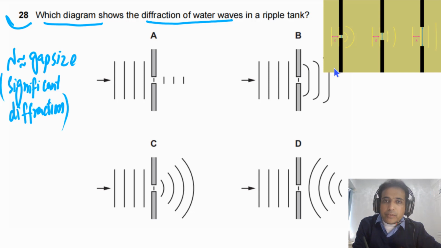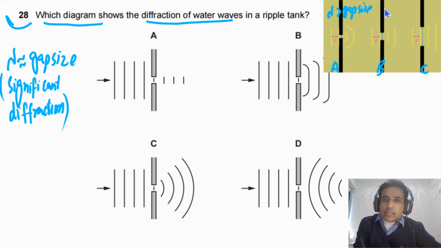Now if you look at this figure, we can say this is A, let's say this is B, this is C. So we need to understand, if we increase the gap size and keep lambda the same, how diffraction is changing. In this case, lambda is greater than gap size, so we have a lot of diffraction, a lot of bending, almost circular.